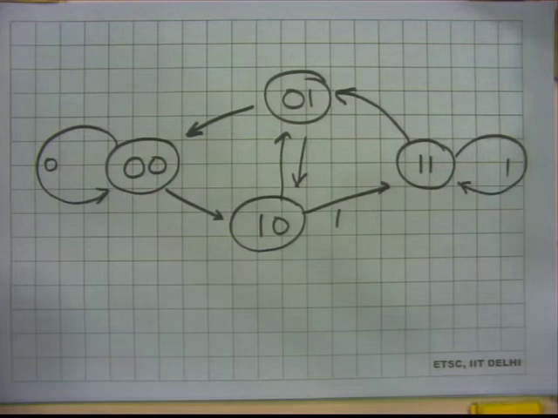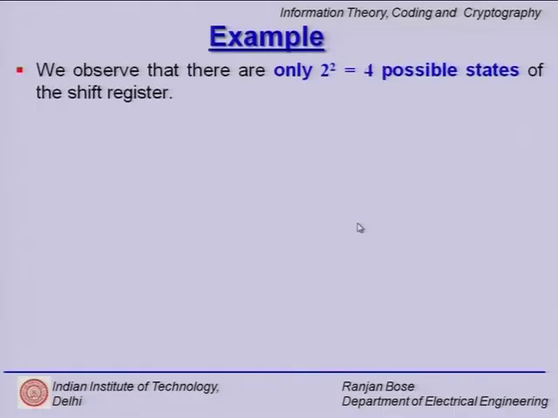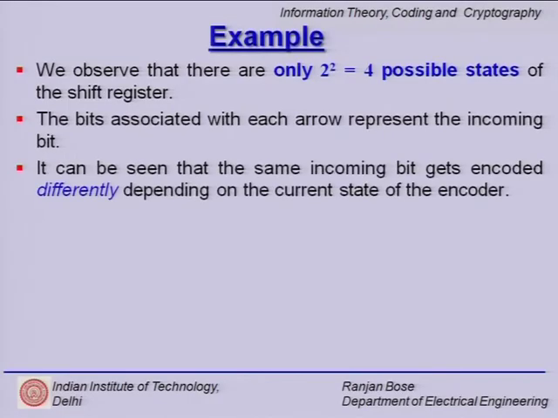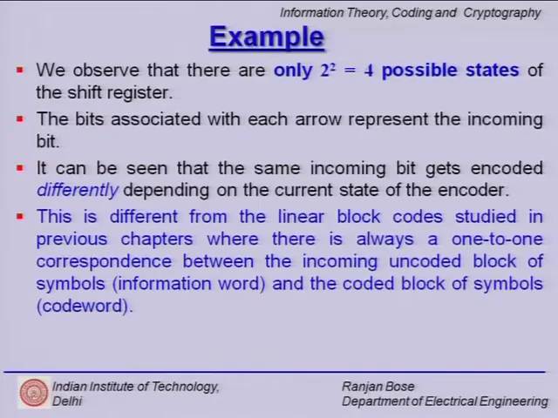So, we go to our slide where we show that we have the state diagram for the encoder, this particular encoder, and this state diagram interconnections will change if I change the logic circuit. So, only 4 possible states are there, and we have already represented the bits associated with each arrow in terms of the incoming bits. So, it can be seen that the same input bit gets encoded differently depending on the current state of the encoder, and in this way this code with memory is different from the linear block code, which gives the same output for the same input.